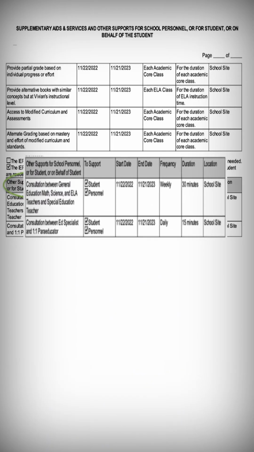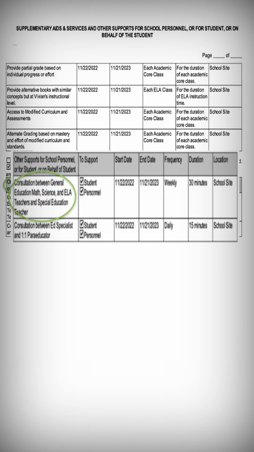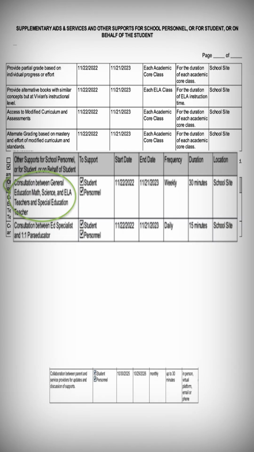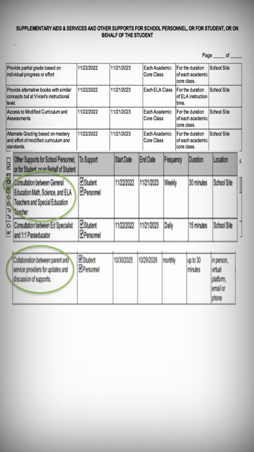Another section that you may see is other supports for school personnel or on behalf of students. Listen, the IEP is a team document. So if your child receives services from multiple providers, such as the general education or special education teacher, speech, occupational therapy, those team members should be communicating with each other. Collaboration should not only be happening at that IEP annual meeting, it should be happening throughout the school year. So everyone is working on supporting your child's goals. When the team shares strategies and information, the skills that your child develops are more likely to carry over in different settings.